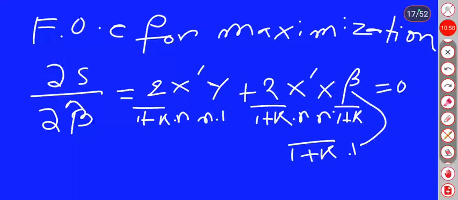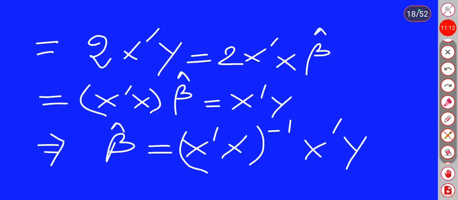So the first order condition, the minimization condition, del S by del beta hat is equal to minus 2x prime y plus 2x prime x beta hat is equal to 0. So ultimately we get beta hat is equal to x transpose x inverse x transpose y.